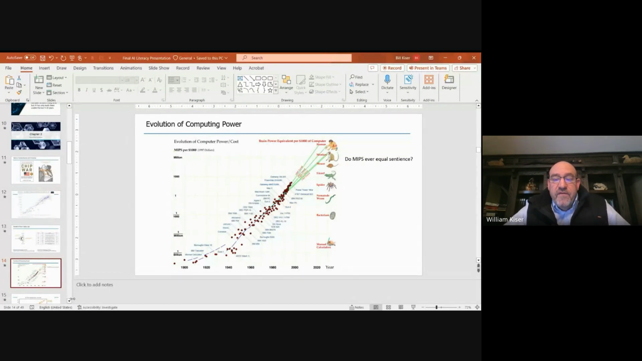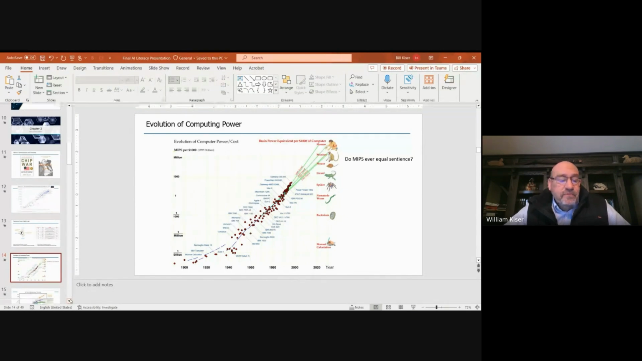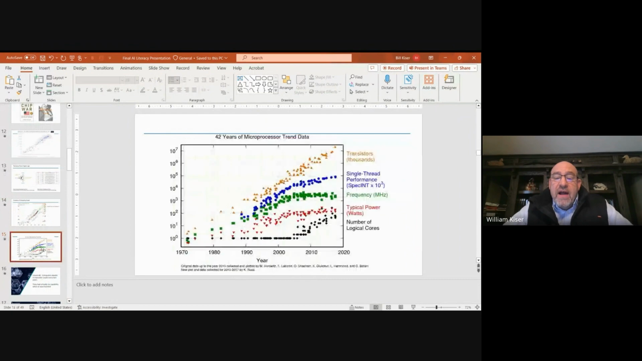Can it think? Can it feel? Can it fix itself if something actually happens to it? So one more graph on the trends of semiconductors and how they've grown, because there's a couple important things on this graph. 42 years of microprocessor data.